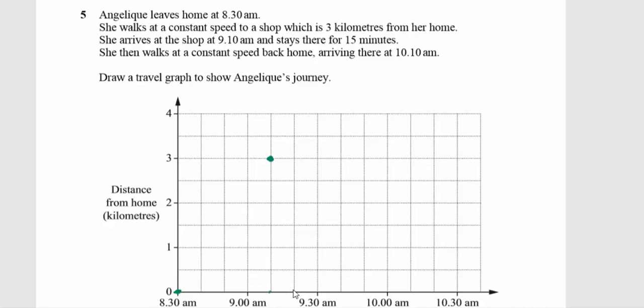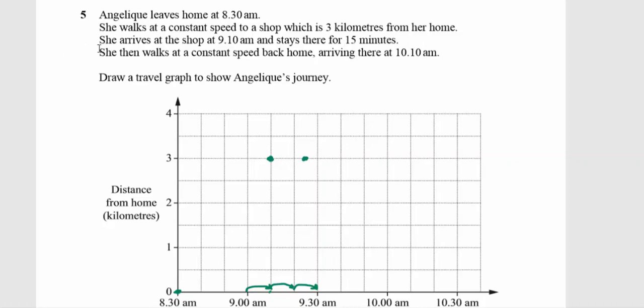So each small square here represents 10 minutes. How do we know? Here is 9, 9:10, 9:20, 9:30. So each square represents 10 minutes. So 15 minutes will be one square and a half. So this much she stayed in the shops.